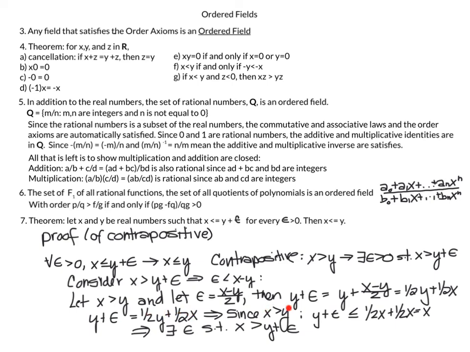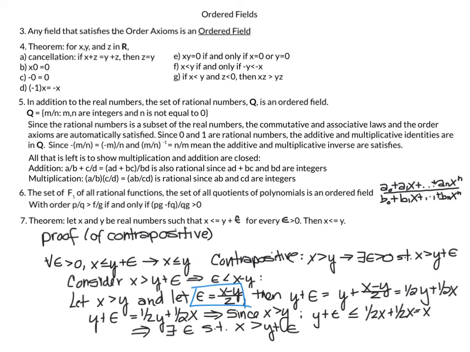But since x is greater than y, if I substitute x here, then I'm going to get y plus epsilon is less than, because now this is going to be greater than 1/2 x plus 1/2 x, which is equal to x. And I get exactly what I'm looking for. If I let epsilon equal (x minus y) over 2, then I'll have x is greater than y plus epsilon.